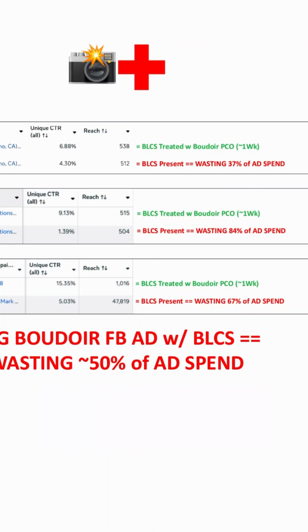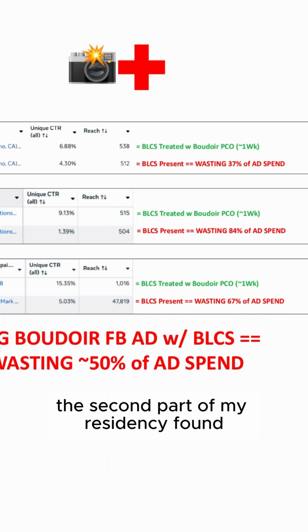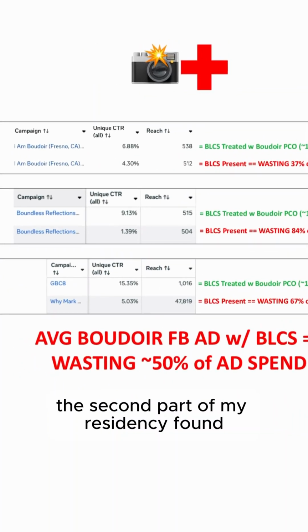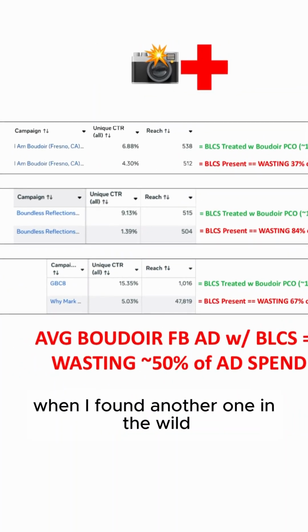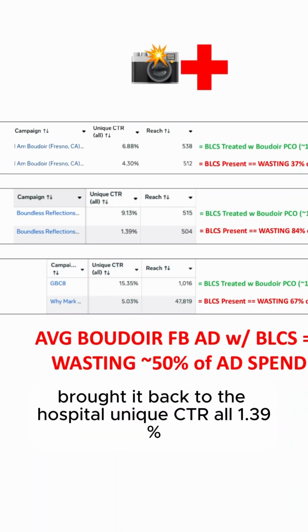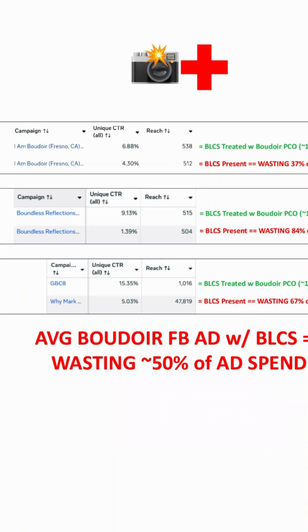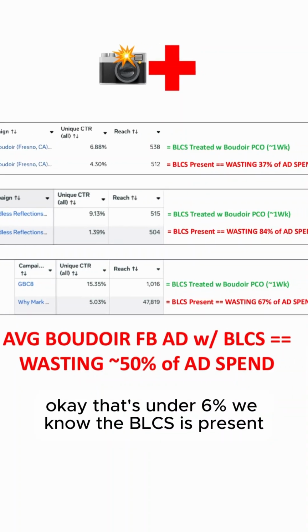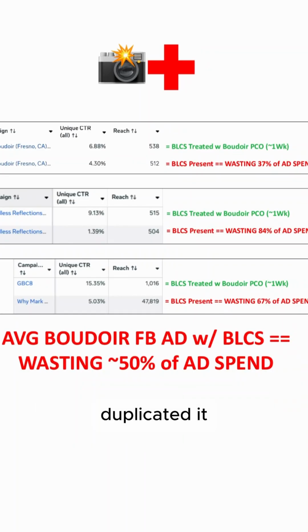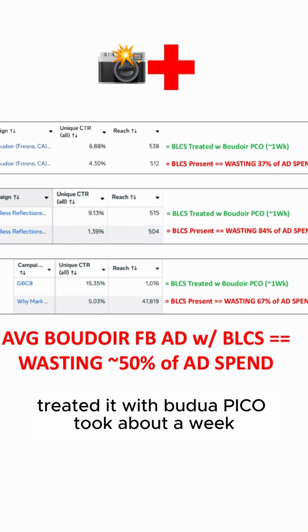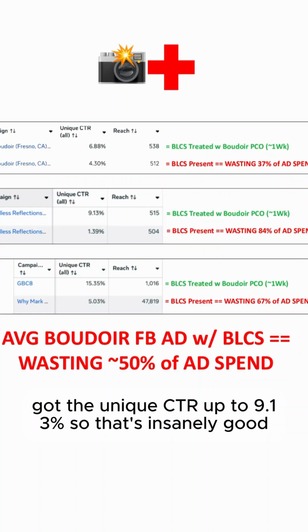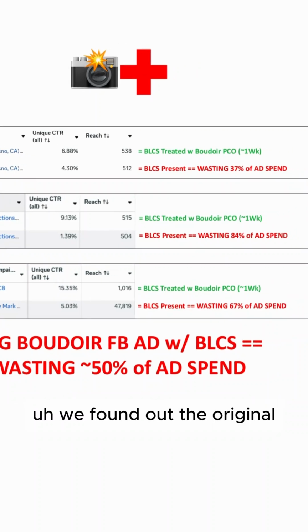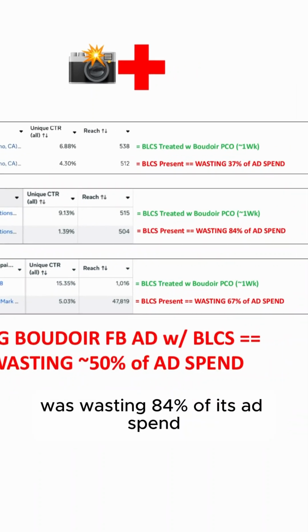Now, the second part of my residency, I found another Boudoir Facebook ad in the wild, brought it back to the hospital. Unique CTR all 1.39%. Okay, that's under 6%. We know that BLCS is present. Duplicated it, treated it with Boudoir Pico, took about a week, got the unique CTR all up to 9.13%. So that's insanely good. We found out the original was wasting 84% of its ad spend.